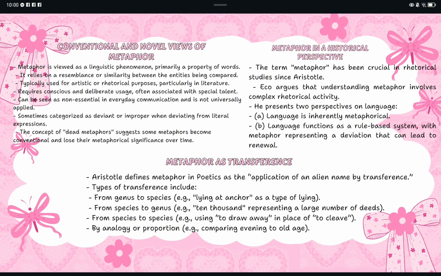Third, it is typically used for artistic or rhetorical purposes, particularly in literature. Fourth, it requires conscious and deliberate usage, often associated with special talent. Fifth, it can be seen as non-essential in everyday communication and is not universally applied. Sixth, it is sometimes categorized as deviant or improper when deviating from literal expressions. And lastly, the concept of dead metaphors suggests some metaphors become conventional and lose their metaphorical significance over time.